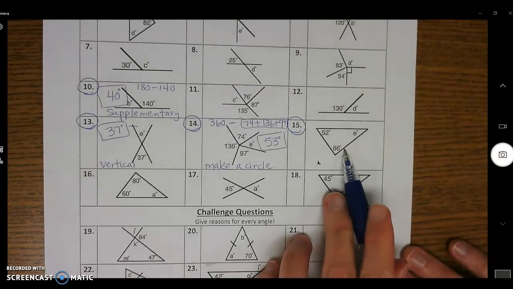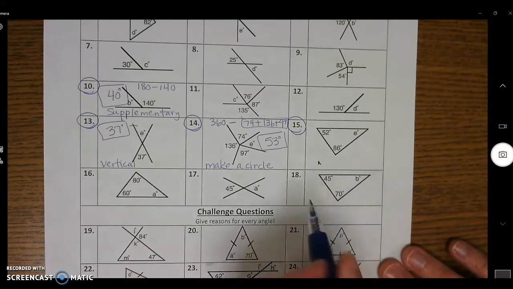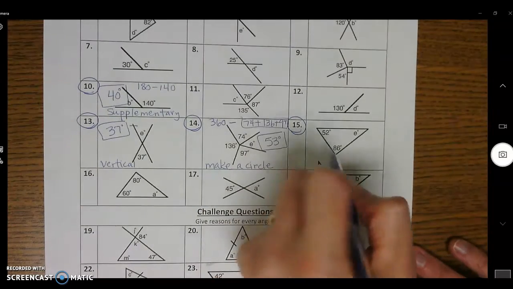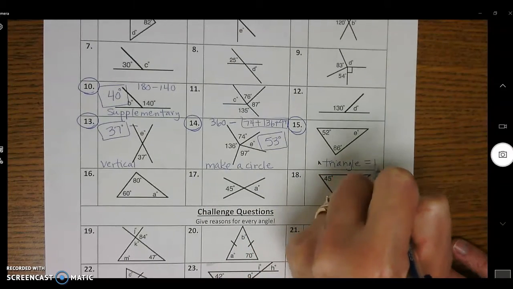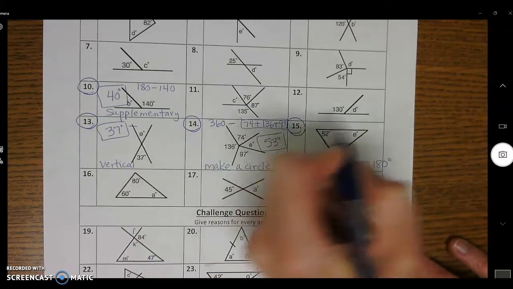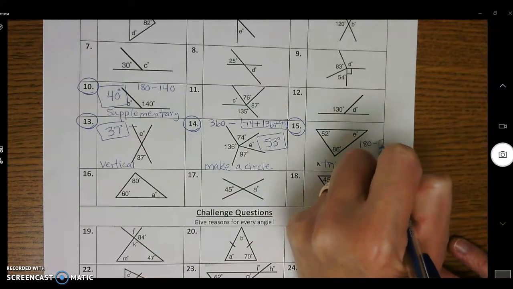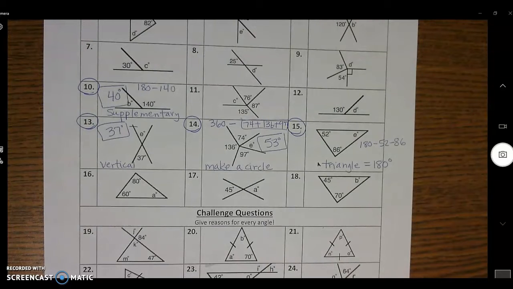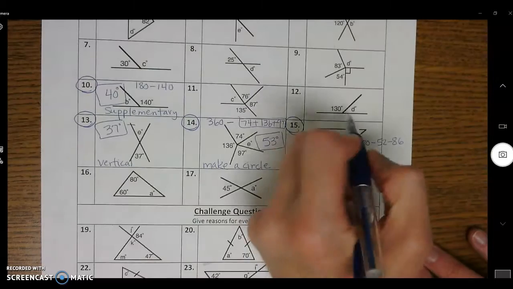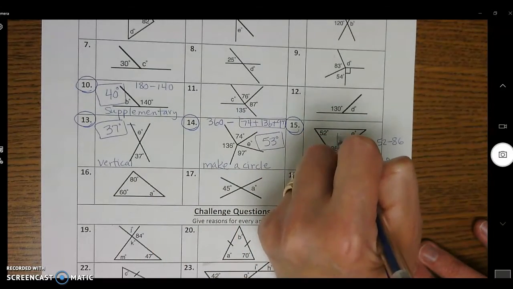All right, triangles. So these three here are forming a triangle, and triangles also add up to 180. So we're going to go 180 minus 52 minus 86. And that one gets us 42 degrees also for a letter E.